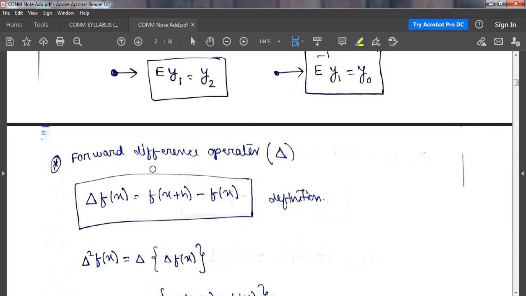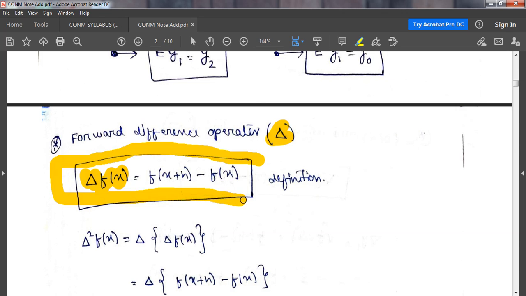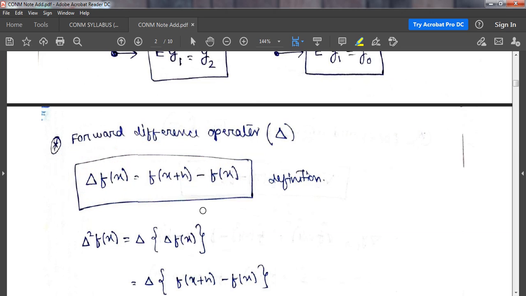So forward difference: when I apply this delta on my function, it means that it is f of x plus h minus f of x. So this is the definition for forward difference. F of x plus h means the next value minus the previous value.